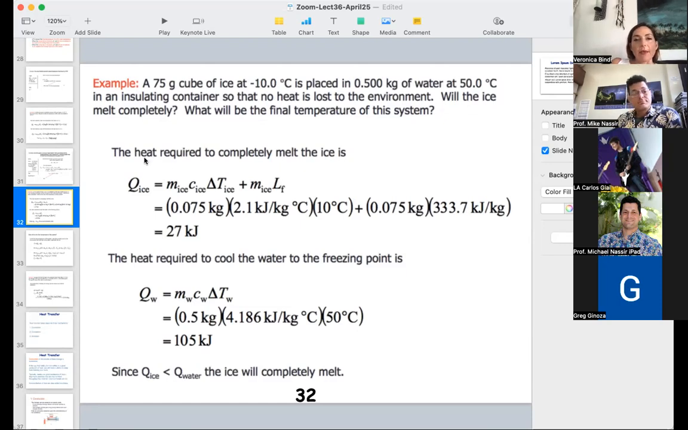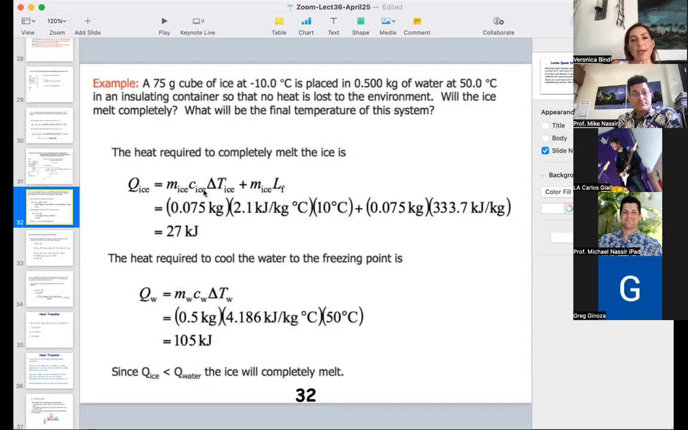So let's see. Here, what is the heat required to completely melt the ice? Q of the ice will be the mass of the ice, the C of the ice, delta T of the ice. Plus, here we have a change. So we have the mass of the ice and LF, because it's melting and fusion, right? So the mass of the ice is 75 grams, so it's 0.075 kilograms. We need to change from grams to kilograms.